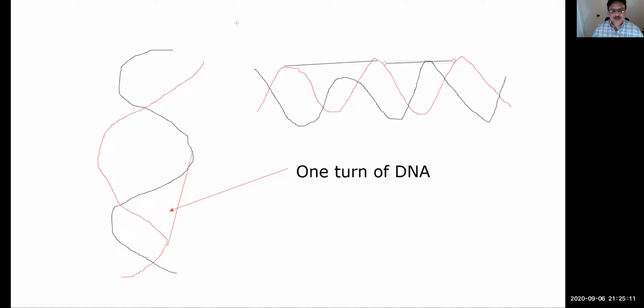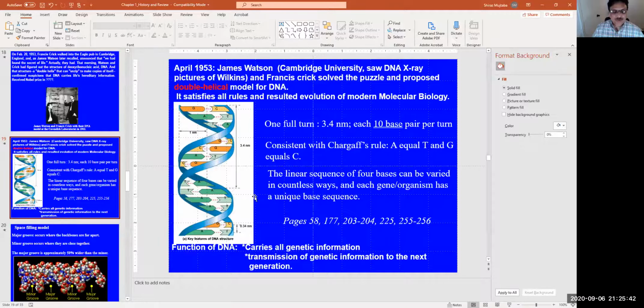The number of nucleotides in one turn of DNA is 10 nucleotides. In one turn of DNA, there are 10 nucleotides. Now, the question comes, what is the distance between two nucleotides? The distance between two adjacent nucleotides is 0.34 nanometer. So let's go back to the drawing board.